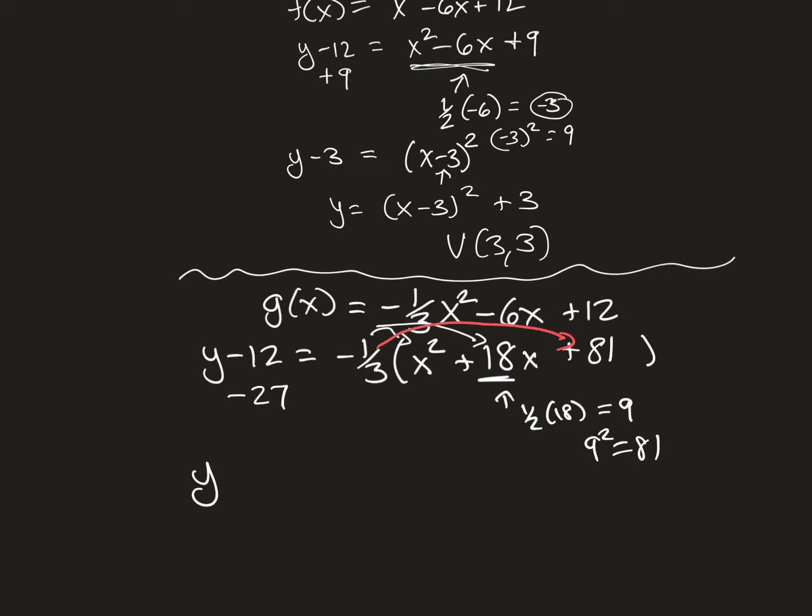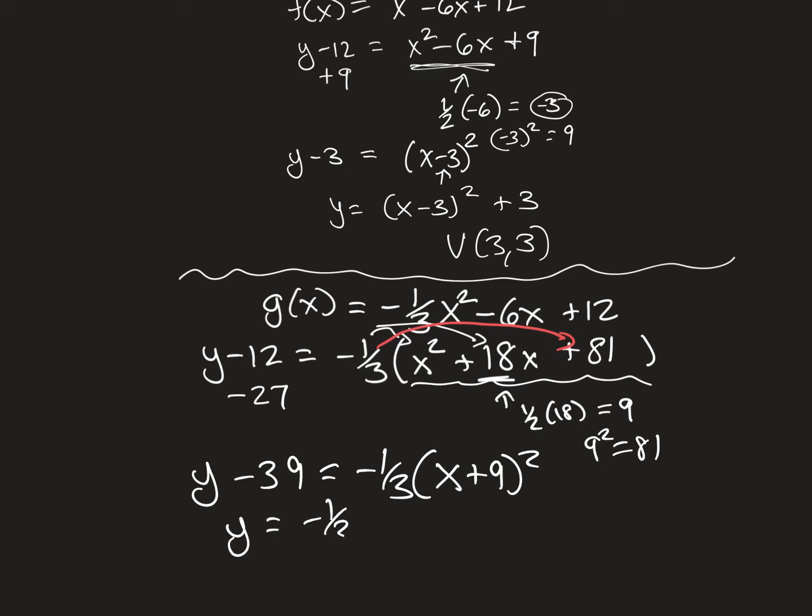Okay, we get y minus 39 equals -1/3 times x plus 9 squared. That's this factored. And the last thing is just to add 39. So -1/3 x plus 9 squared plus 39. And my vertex in this case would be -9, 39.